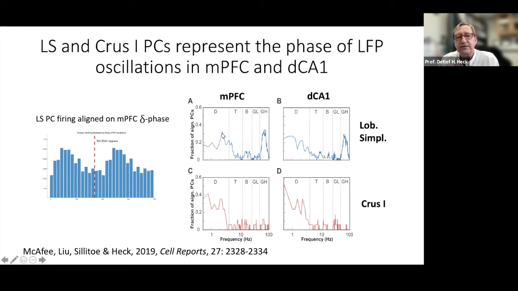So what you see here for lobulus simplex, there are two peaks that stand out. There's a lot of Purkinje cells that represent instantaneous phase in delta oscillations, and a lot of Purkinje cells that represent instantaneous phase in high gamma. And that's true for medial prefrontal and dorsal hippocampus.